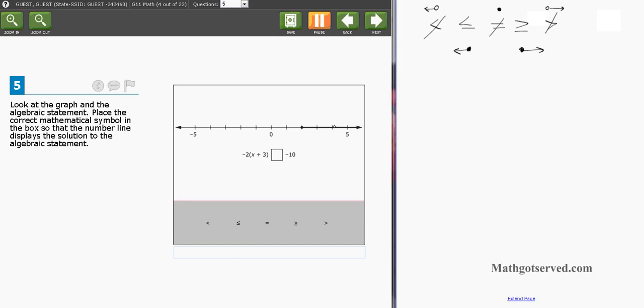So this is less than, but because of this minus, we need to use the opposite. So the correct answer will be, this is greater, sorry. So we're going to use the opposite, which is less. So this would be the correct answer right here.